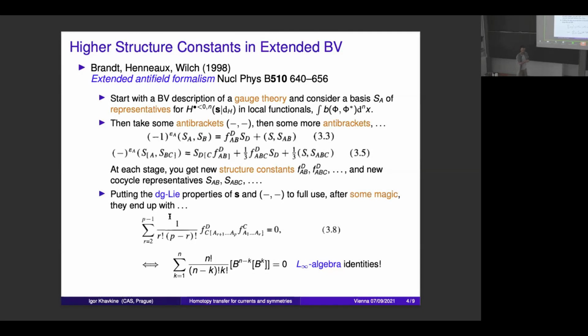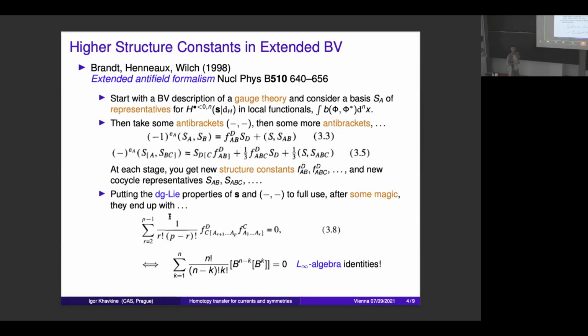And then they keep doing this, and to me it seemed a little bit like magic. But they used the full power of the Dirichlet algebra structure of local functionals, and after iterating and collecting these structure functions, they find that they have to satisfy these composition identities. If you interpret one of these f's as an n-ary bracket, and translate that formula into brackets, you get exactly the higher Jacobi identities of an L infinity algebra. So by doing what seemed to me like magic, they recovered the structure of an L infinity algebra built on top of the cohomology of local functionals in negative ghost degree.